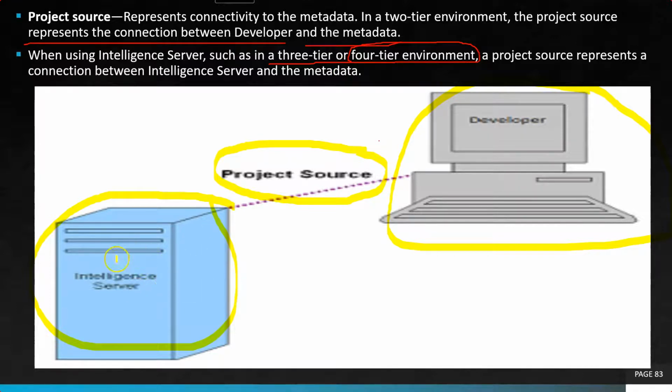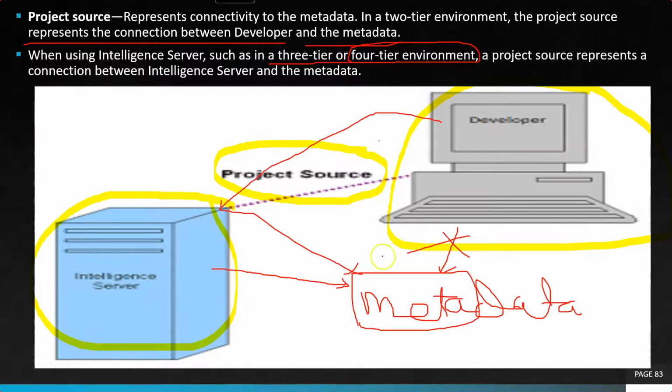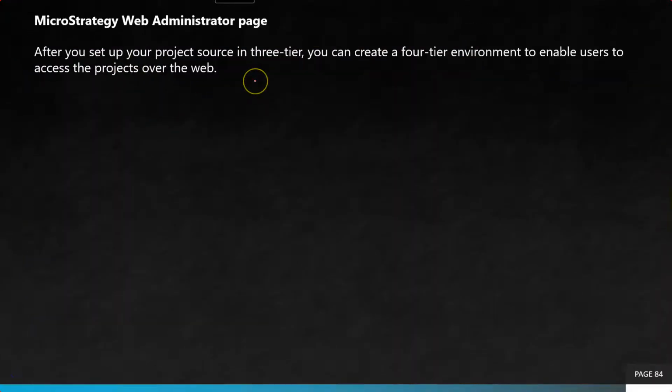your intelligence server is going to communicate with your metadata box, and your developer is not going to communicate directly with your metadata. So the project source is going to communicate with your intelligence server in the 3 tier or the 4 tier environment. After you set up everything, your project source and your environment, now your application is running, and your intelligence server is communicating with your metadata, your data warehouse, and everything is working fine.